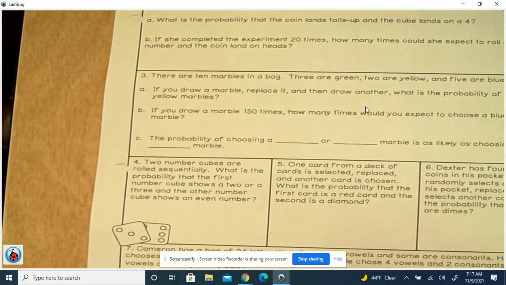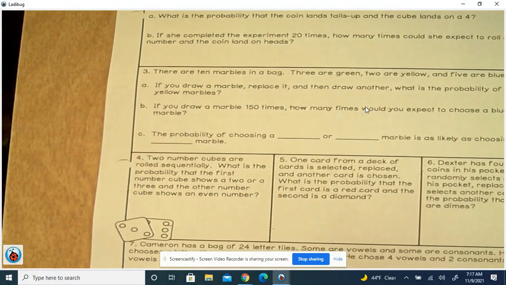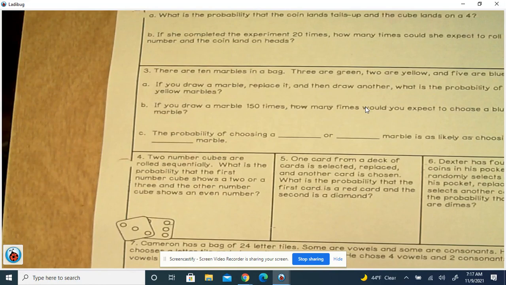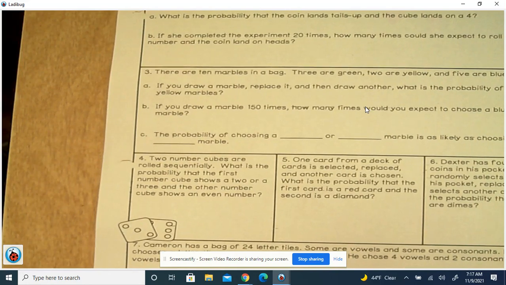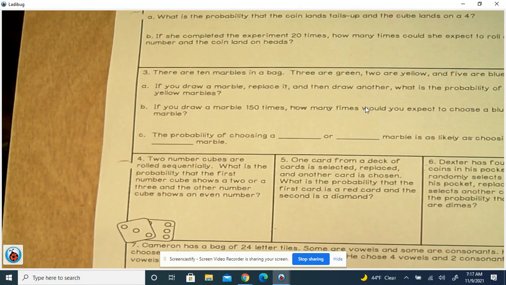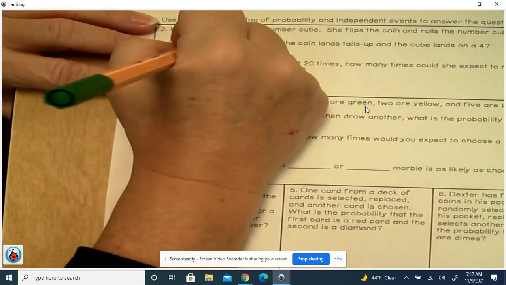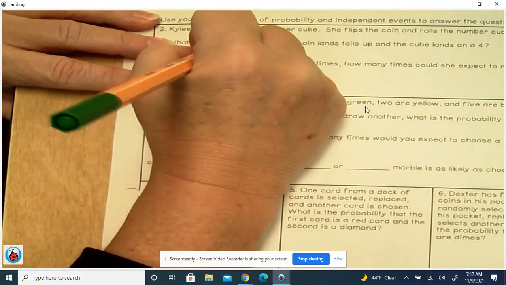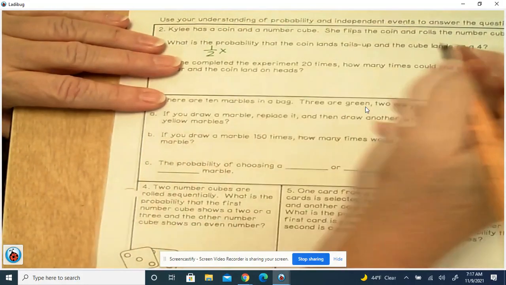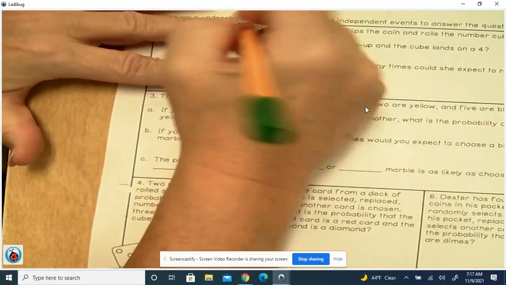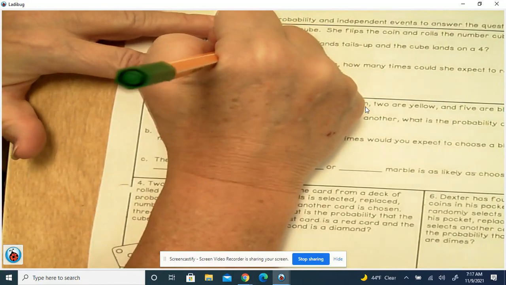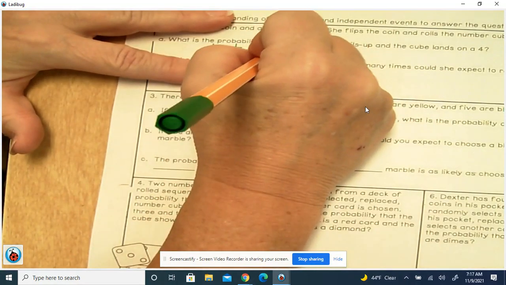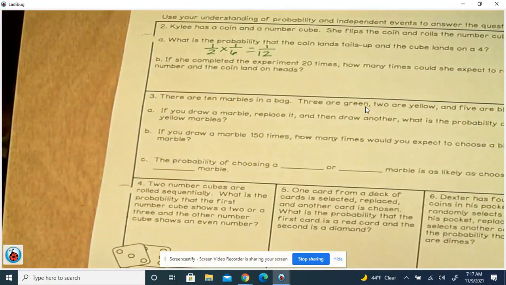Kylie has a coin and a number cube. She flips the coin and rolls the number cube once. What is the probability that the coin lands tails up and then the number cube lands on a 4? So the probability of flipping a coin is always 1/2. And then a cube landing on a 4, there's one 4 out of 6 choices. So that's 1 times 1 is 1, and 2 times 6 is 12. So it's 1/12.